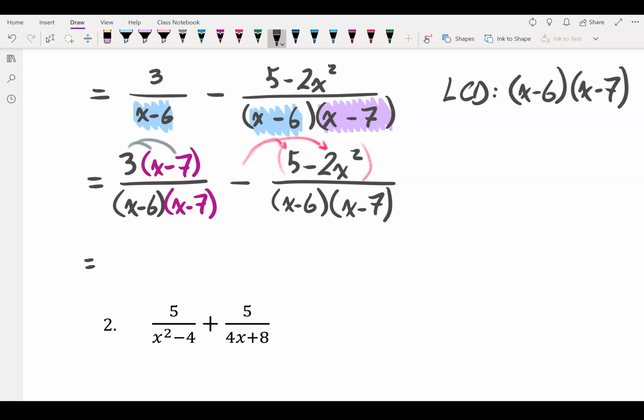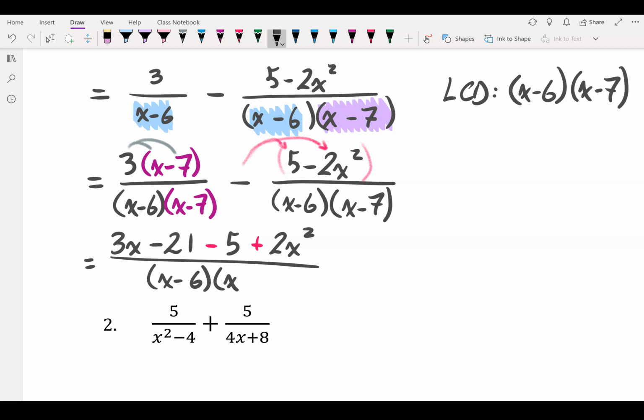So what am I left with? It's 3 times x and 3 times negative 7, minus 5 plus 2x squared. Notice that these signs are because of that whole minus thing going on. The bottom is the same now. This is x minus 6, x plus 7.